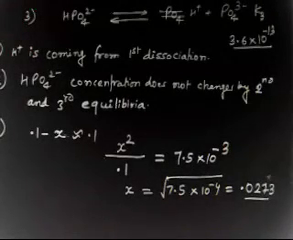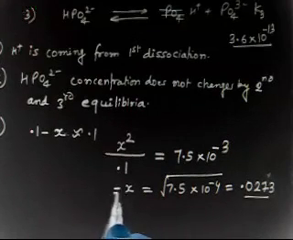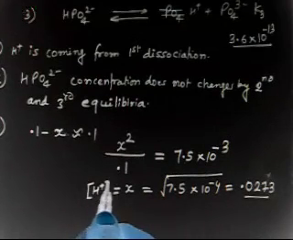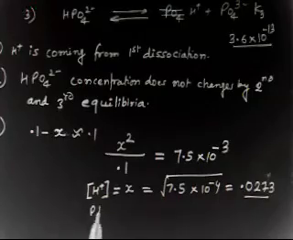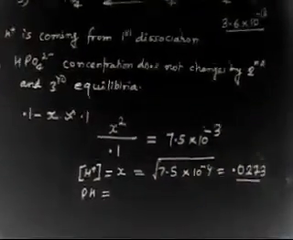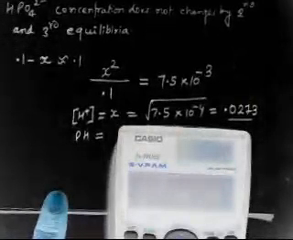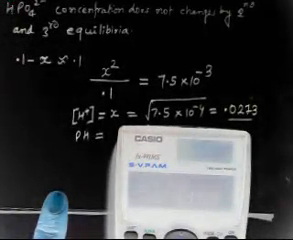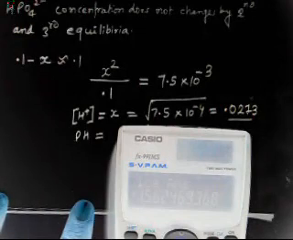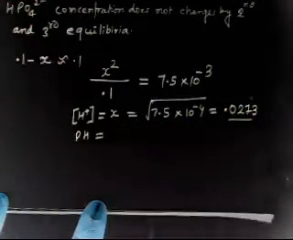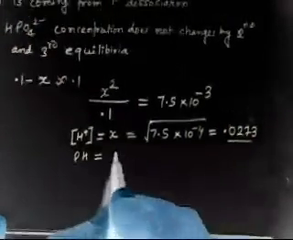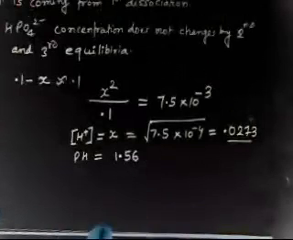So this is the concentration of H plus. What is X? X is nothing but the concentration of H plus. Now I can find the pH right here, because I said H plus is only coming from the first step. So if I take the negative log of the answer, this is 1.56. So the pH will be 1.56. Are you getting it? So this is my first assumption.